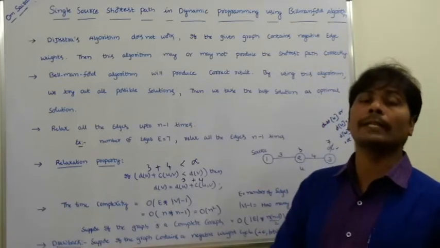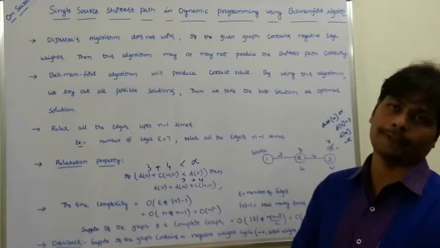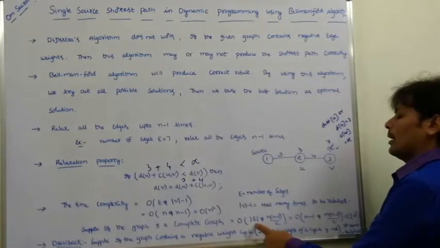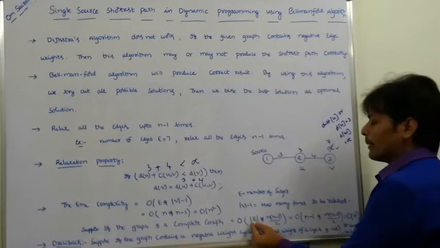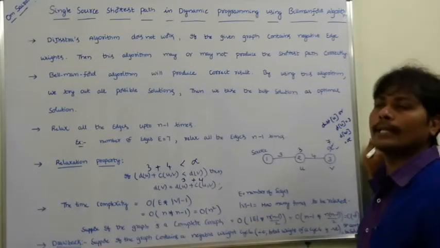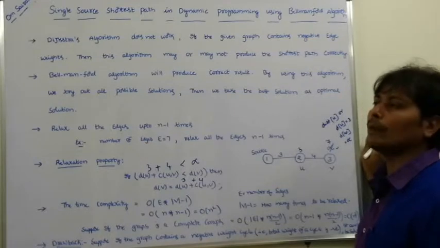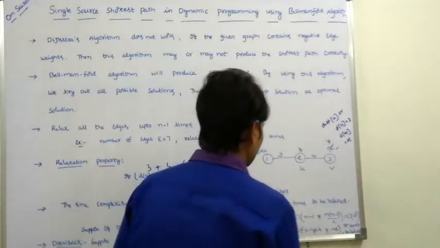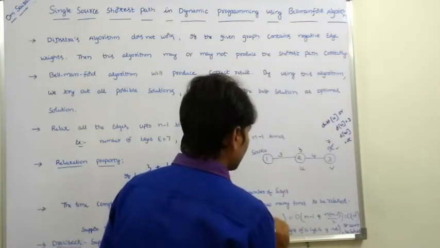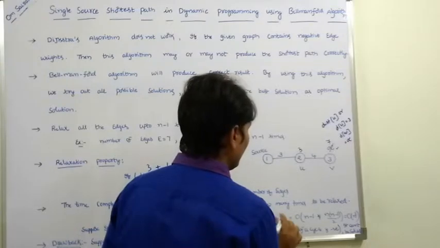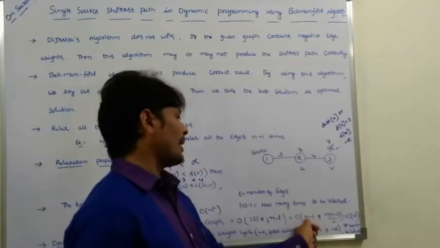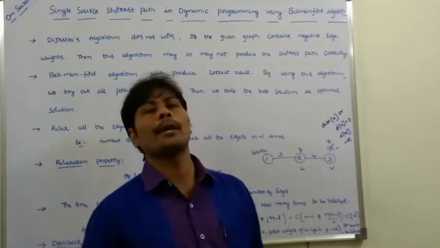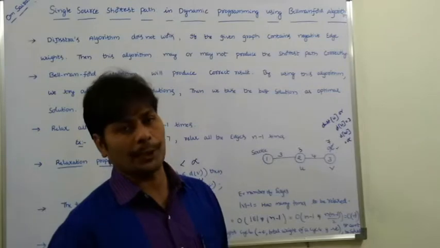Suppose the given graph is a complete graph, so then the time complexity is big O of mod E. Mod E, the number of edges in the given graph, is n into n minus 1 by 2. Next, how many times is it relaxed? n minus 1 times to be relaxed. So that is n minus 1 into n into n minus 1 by 2. So the highest polynomial is big O of n cube.